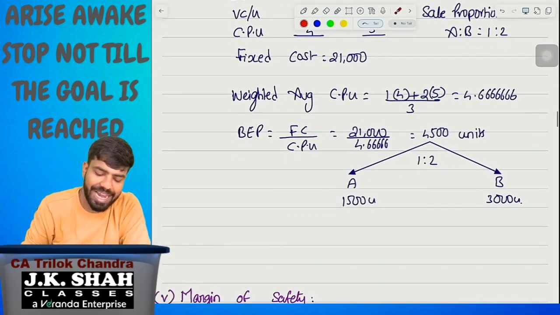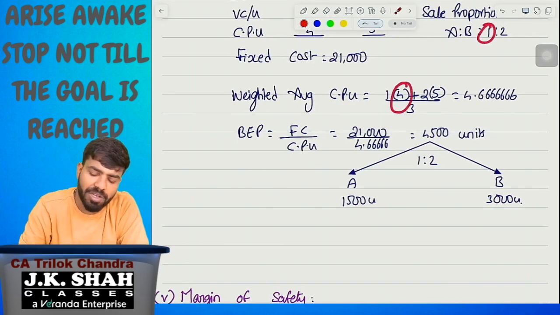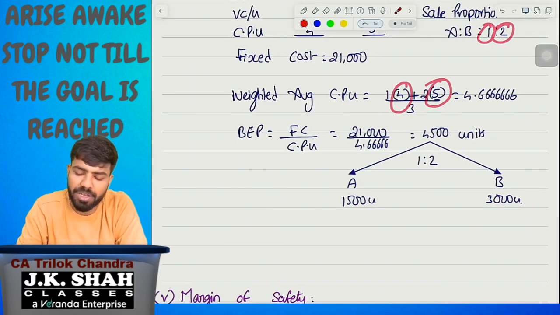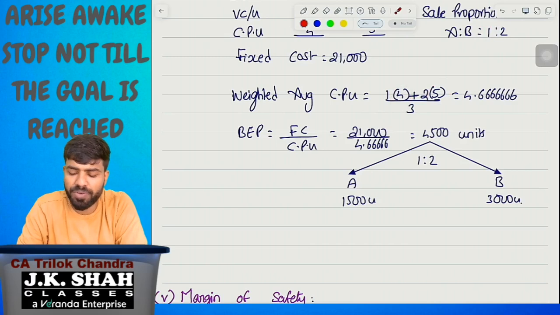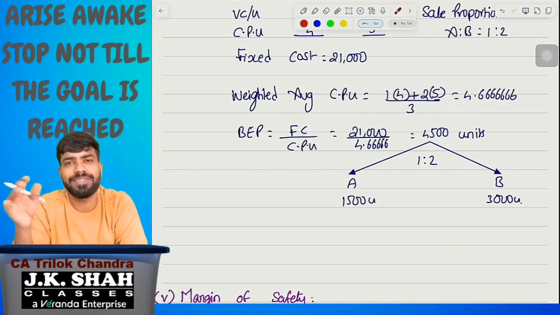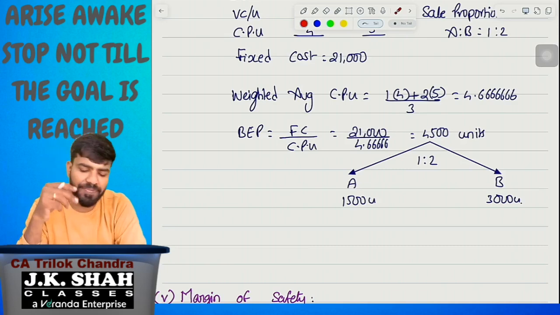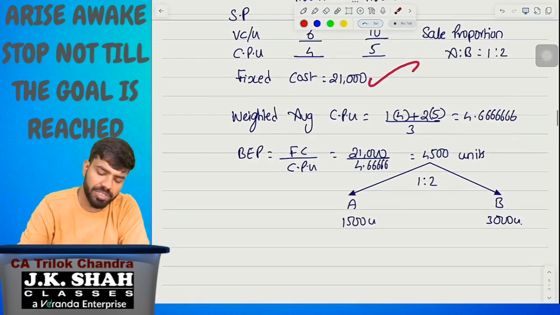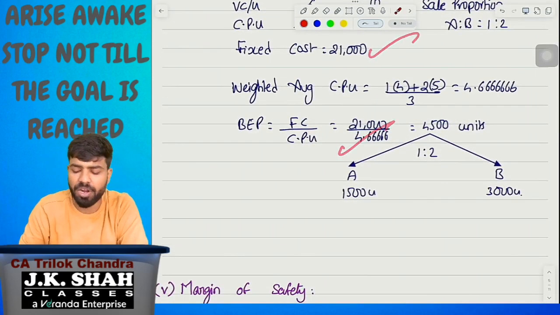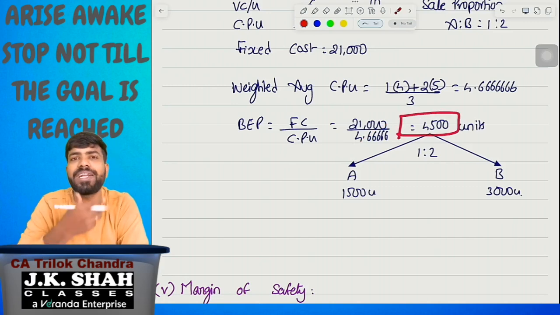Look here. I have shown the calculation. Weighted average contribution per unit equals: weight is 1, 4 rupees is the contribution per unit; 2, and 5 rupees is the contribution per unit. 1 into 4 plus 2 into 5 divided by 3, which comes to 4.666666. That is the weighted average contribution per unit. So the fixed cost is 21,000. Fixed cost 21,000 divided by weighted average contribution per unit, we will be getting 4,500 units.